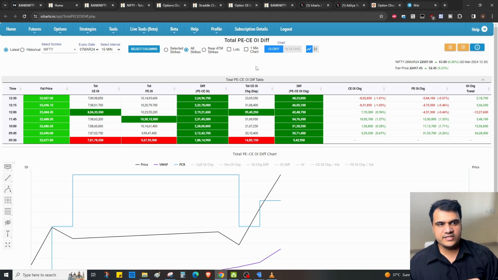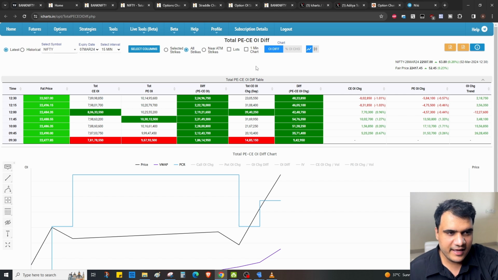Number four, it's the total PE minus CE OI difference. I've seen a lot of traders on Twitter, particularly option buyers, a lot of popular traders, who tend to trade based on the difference of this put and call open interest change. They monitor 3-minute, 5-minute, and 15-minute changes. Now I've taken a 15-minute change here. What this tells me is that puts are being added.